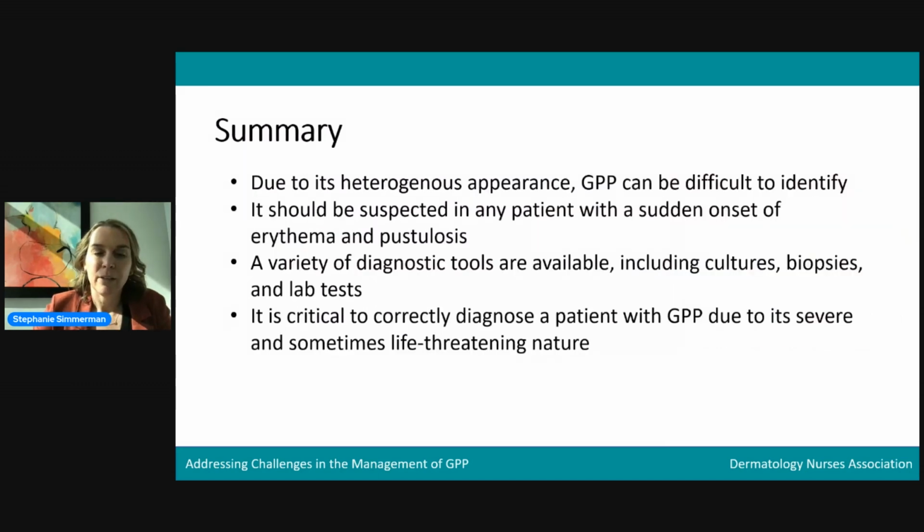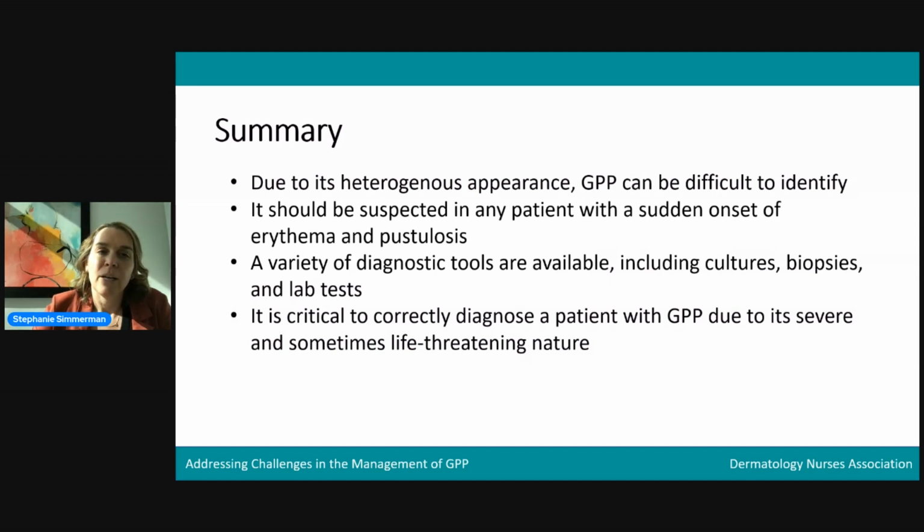So in summary, due to the heterogeneity of this condition, it can be difficult to identify. It's rare, we don't see it frequently, but when we see it, doing these educational sessions really helps you become a stronger clinician, to where that differential diagnosis just comes to you so quickly, because you know what you're looking for and what you're trying to rule out.